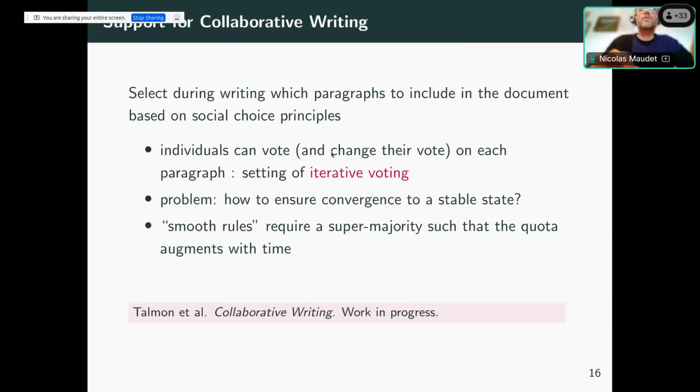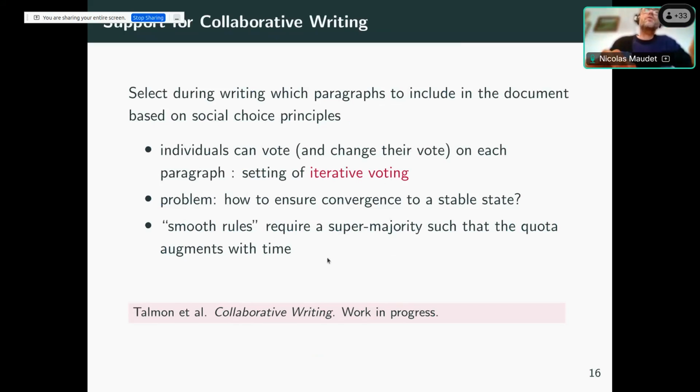Typically in these systems, this is a setting where you have iterative voting, because you can vote on different paragraphs, for instance, that you would like to include in the final document, but you can also retract your vote in some way. So this is iterative in this sense. And this raises the question as to how you can guarantee that you will converge to some state which will be stable. If people can keep changing their vote all the time, how do you decide that you will reach a stable state?